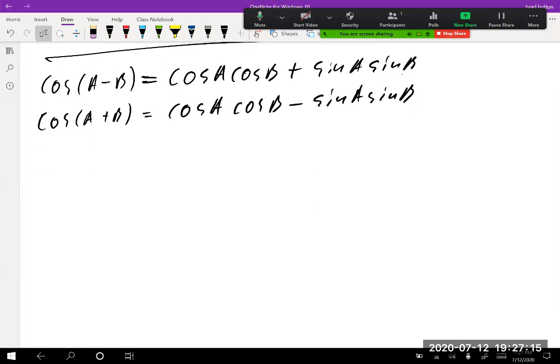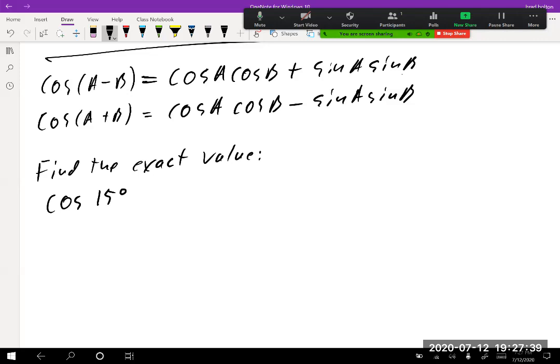We oftentimes use these to build other identities, but what we're going to do right now is see what happens if somebody asks us to find the exact value of cosine of 15 degrees, not using a calculator. Well, we don't know the cosine of 15 degrees based on our unit circle. But we could say that 15 degrees is really the cosine of 45 degrees minus 30 degrees, right? That would still be 15 degrees.